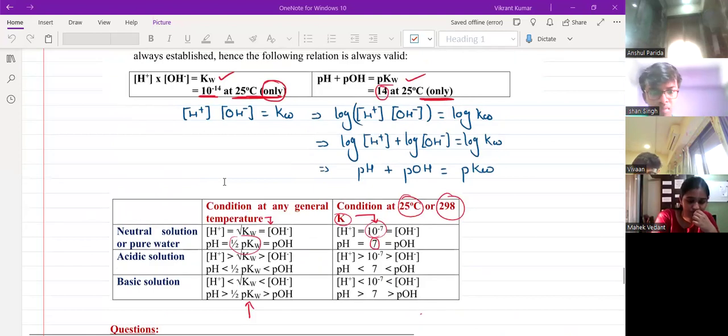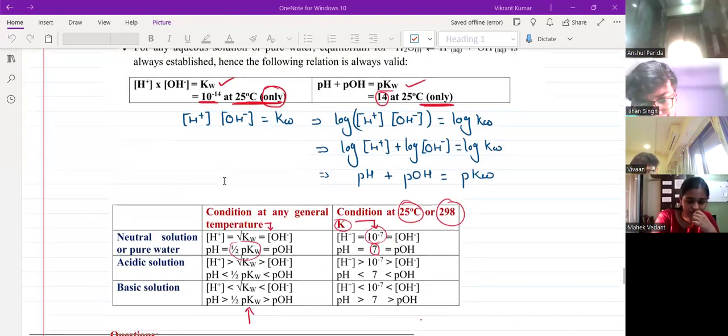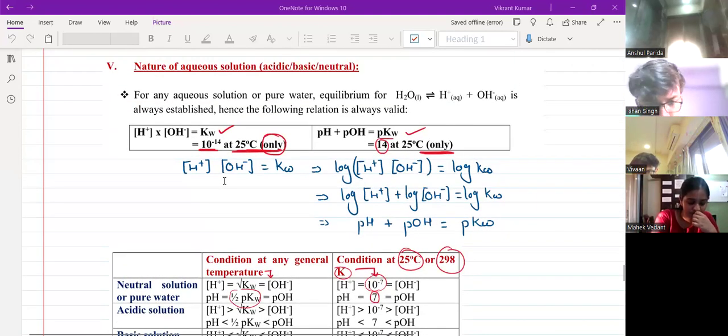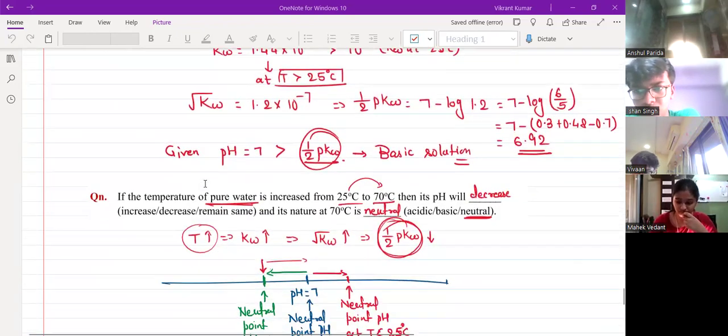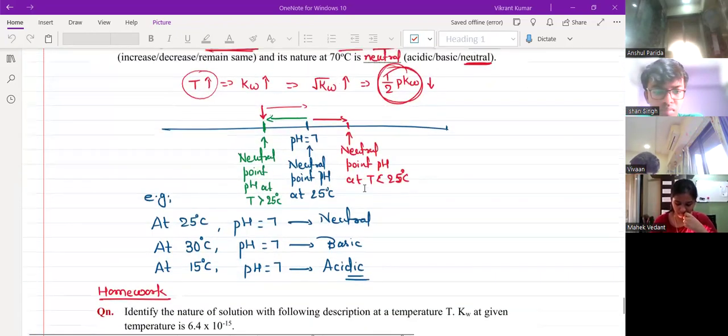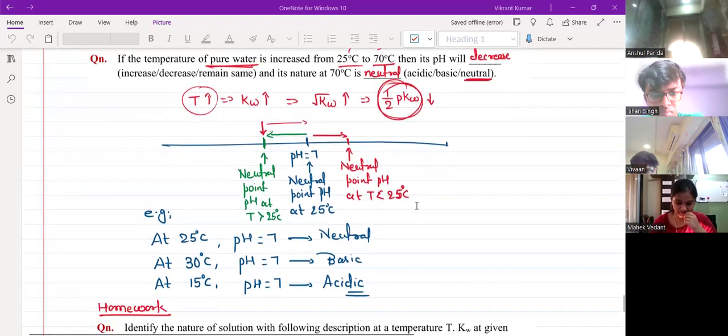And I told you earlier also that at 25 degrees C, Kw was 10 raised to minus 14, and that's why root Kw will be 10 raised to minus 7 and half pKw will be 7. So we need to be careful if they are talking about any temperature which is not 25 degrees C. We need to know that the neutral point pH has shifted. It may shift either rightward or leftward. And I had explained this with this diagram, and I'll give you the conclusion of this one also.